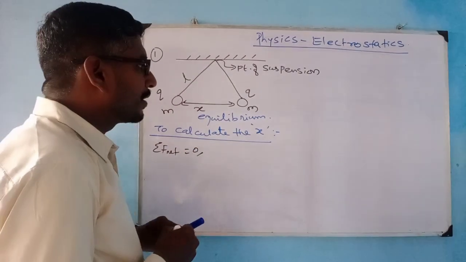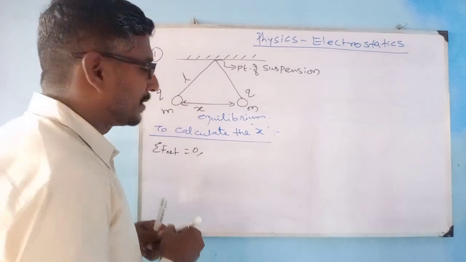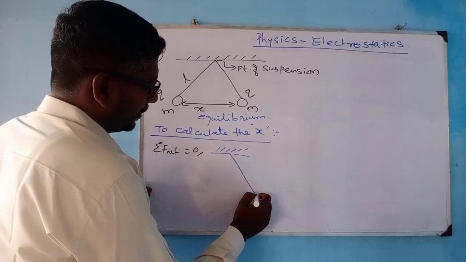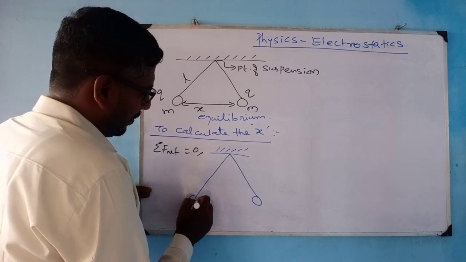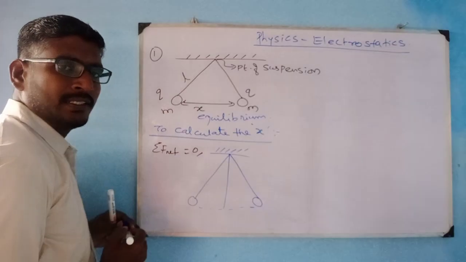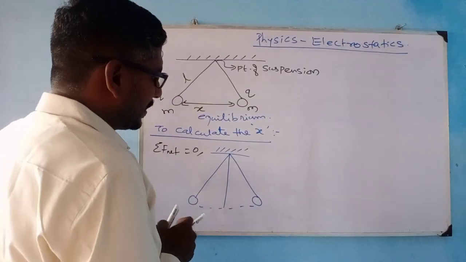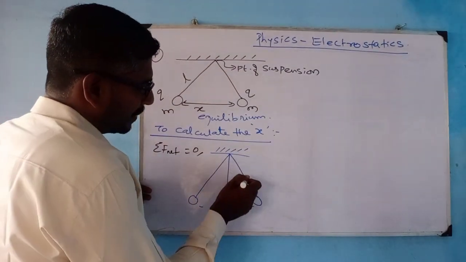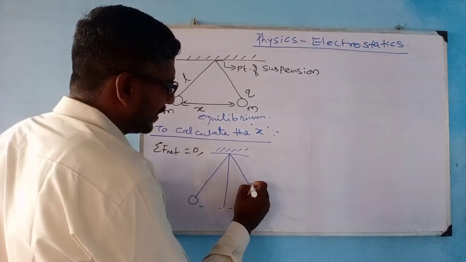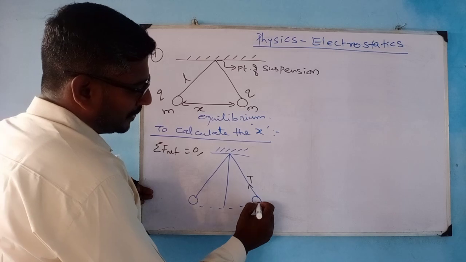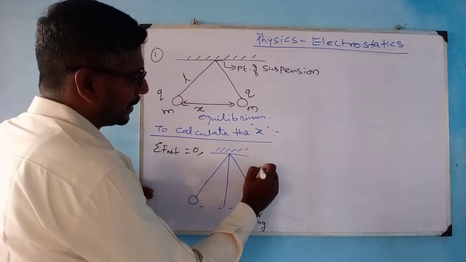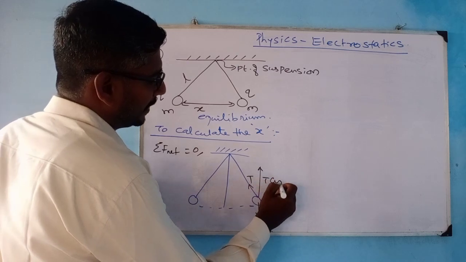When they are in equilibrium, the total net force acting on the system will be equal to 0. You should know what the forces acting on the charged spheres are. You might have learned this from your mechanics, right? One force, applied from the point of suspension through the silk thread on this charged mass, is tension T. The downward force acting is mg, and the vertical component is T cos theta.